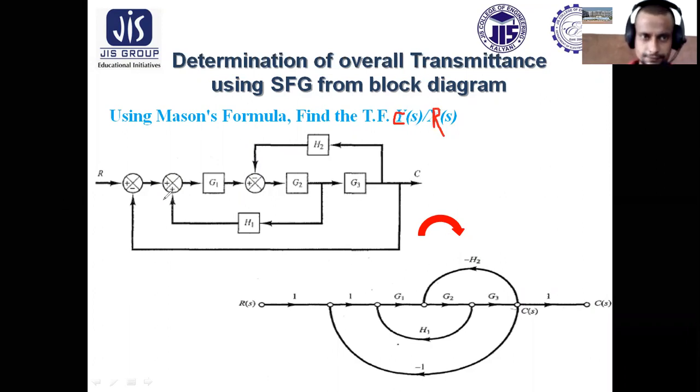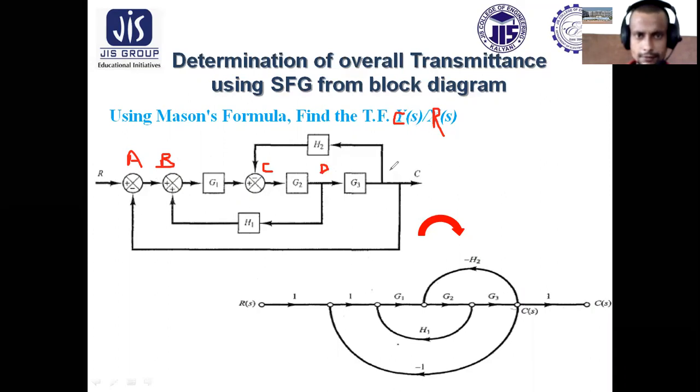Now see, suppose this is summer A, B, C, D. Okay. Say this is E. So A, and C is output. Okay.